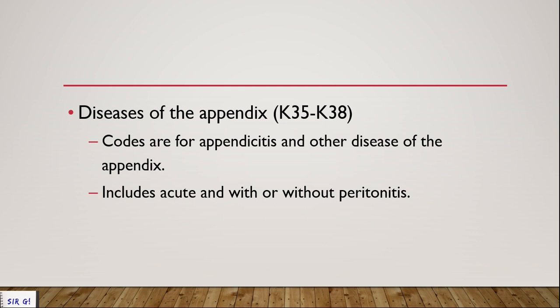So the code for appendicitis and other diseases of your appendix includes acute, and with or without peritonitis. Appendicitis codes are also differentiated by whether it's ruptured or not ruptured. And it's also differentiated between with or without peritonitis. Okay?